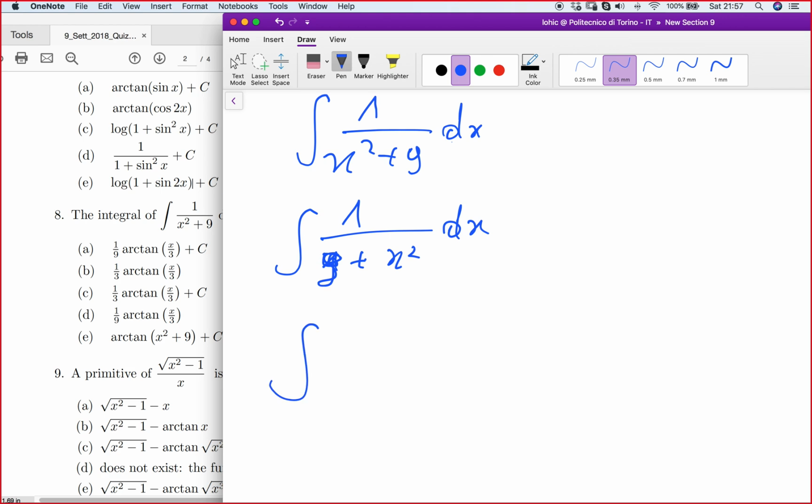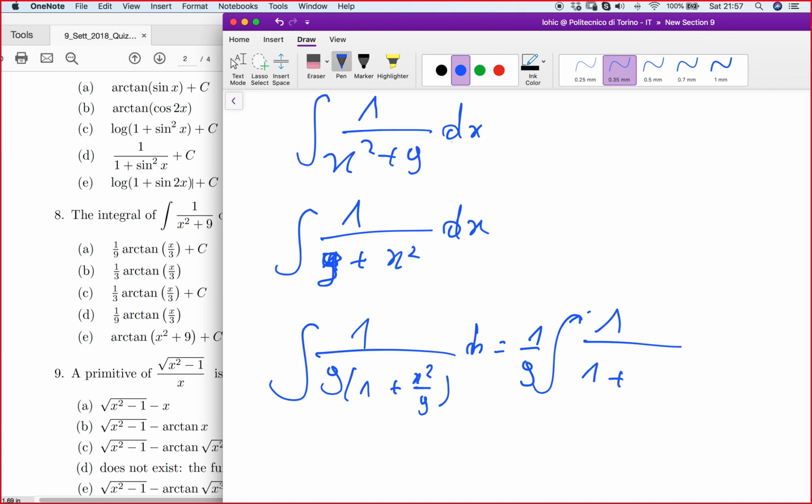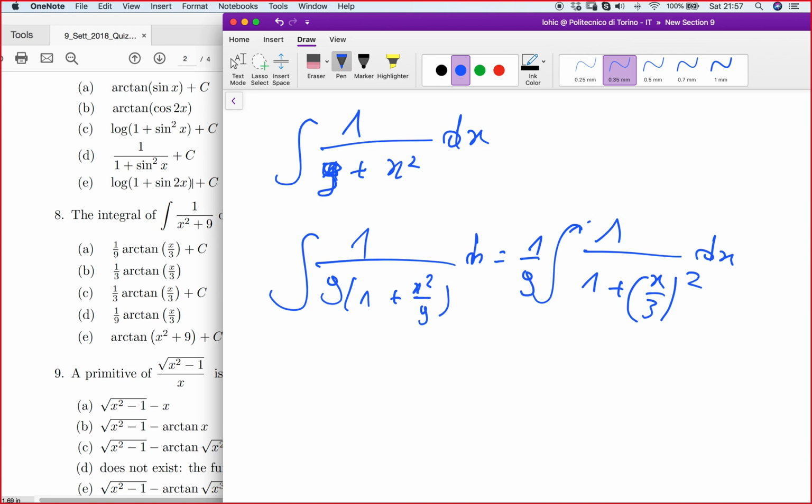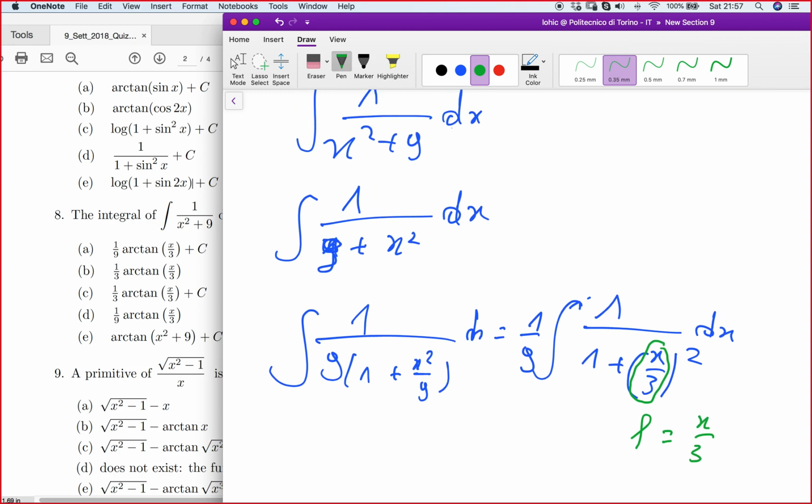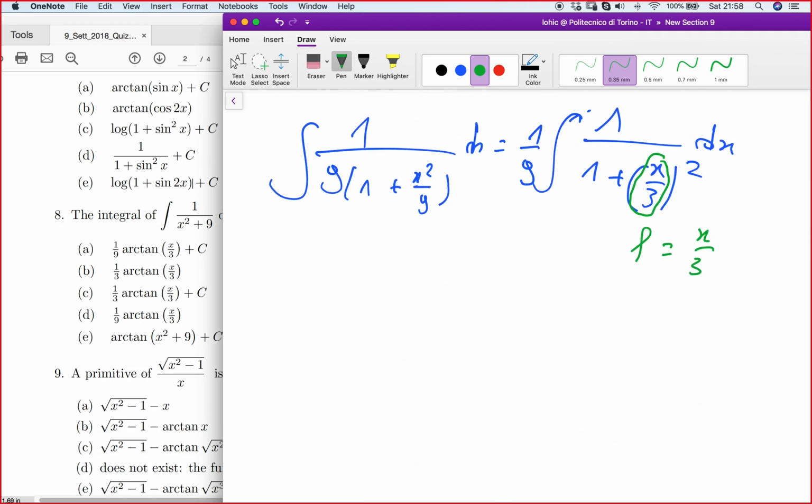So this could be the integral of 1 over 9 times 1 plus x squared over 9, dx. I can bring the 9 out, so it will be 1 over 9 times the integral of 1 over 1 plus x squared over 9. Now you see that more or less I have my 1 plus f squared. What is f here? My f is x over 3. But I don't have f prime, because f prime here, how much is it?